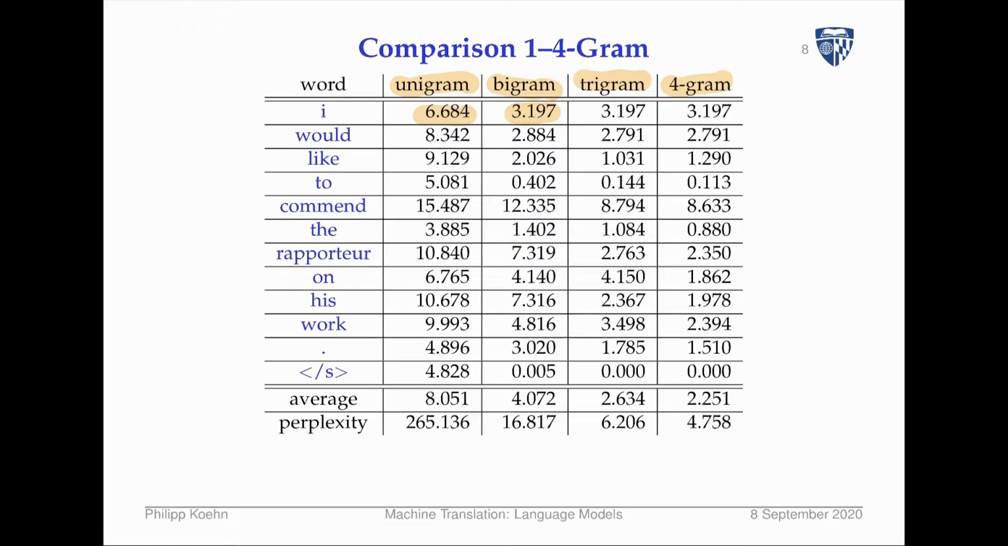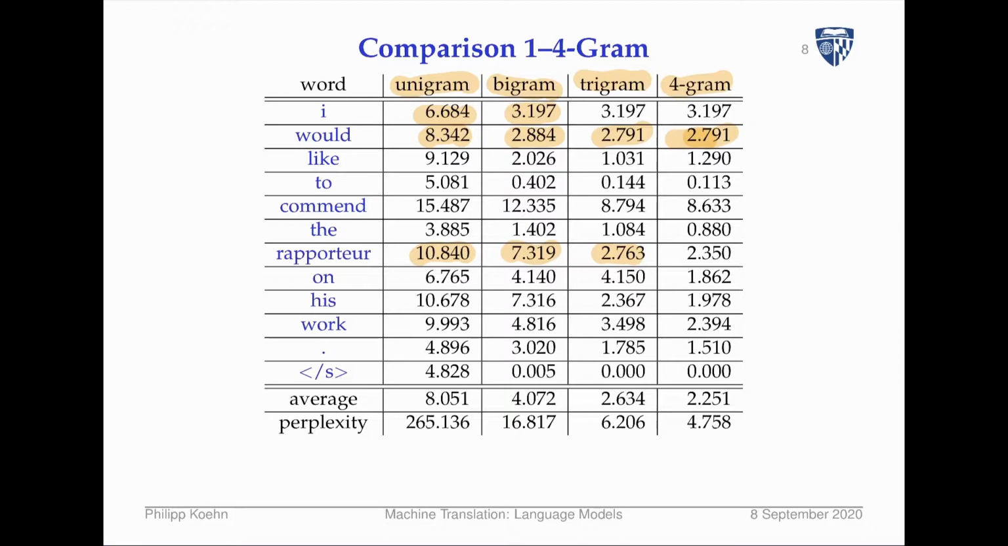Let's look at the next one. So would occurring by itself, 8.3. Following the word I, 2.8. That happening at the beginning of a sentence, 2.79. And here we actually don't add any additional context because we only have 2-word history so far. So this doesn't get any better. Many other striking things here. The rapporteur, this really odd word following the, well, yeah, a noun following the is probably a good place for it to be put. And here now the comment that really helps a lot in predicting this word.